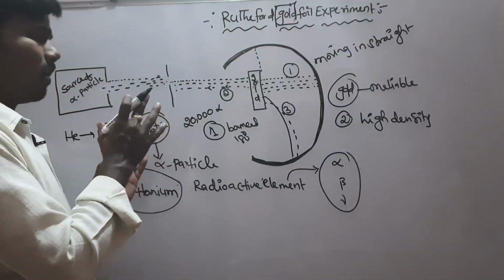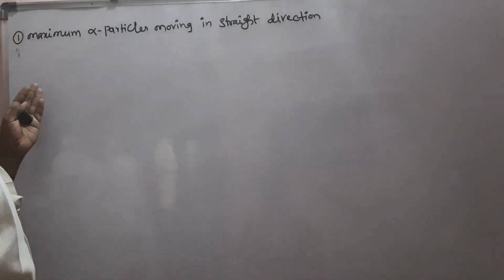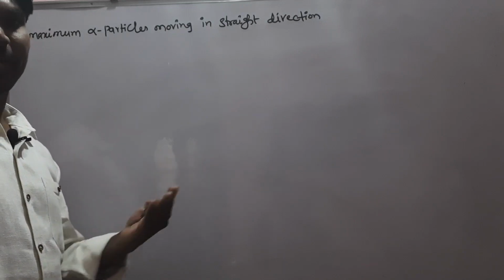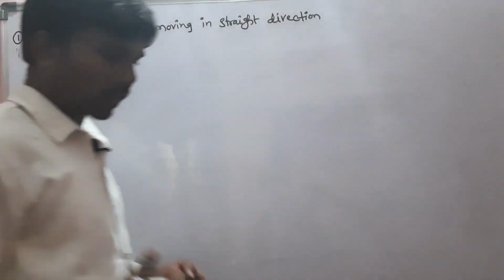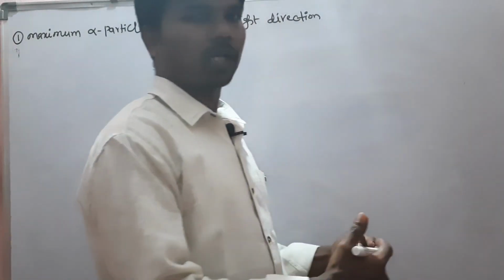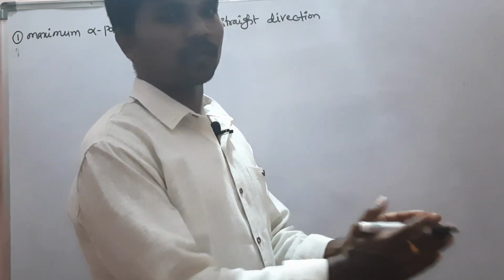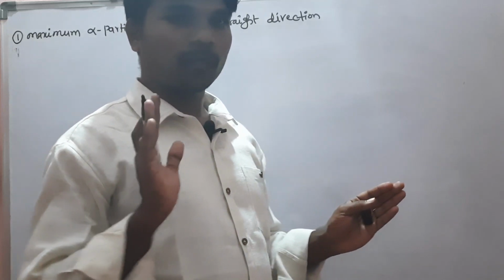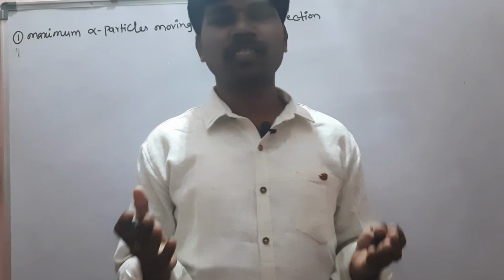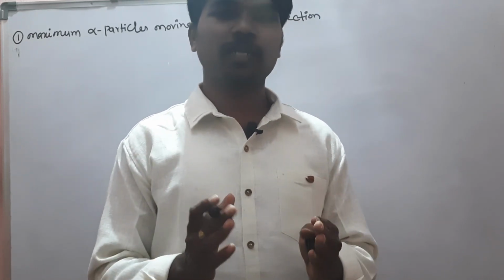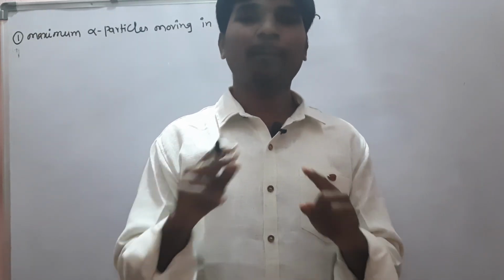Now I am going to explain how he explained these three observations. The first observation is that maximum alpha particles move in a straight direction. What is the reason behind that? Just see, when you are walking along a path, if any disturbance is there in your pathway, you will definitely take some diversion. Similarly, if any disturbance were in the alpha particles' pathway, they would have to take some deviation. They are not taking deviation, which means there is no disturbance in their pathway. Based on this, he concluded that the maximum place is empty in the atom.